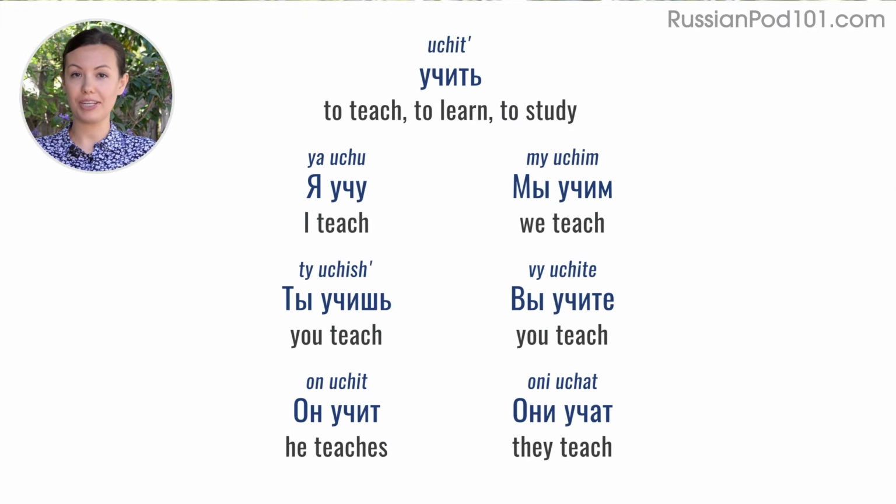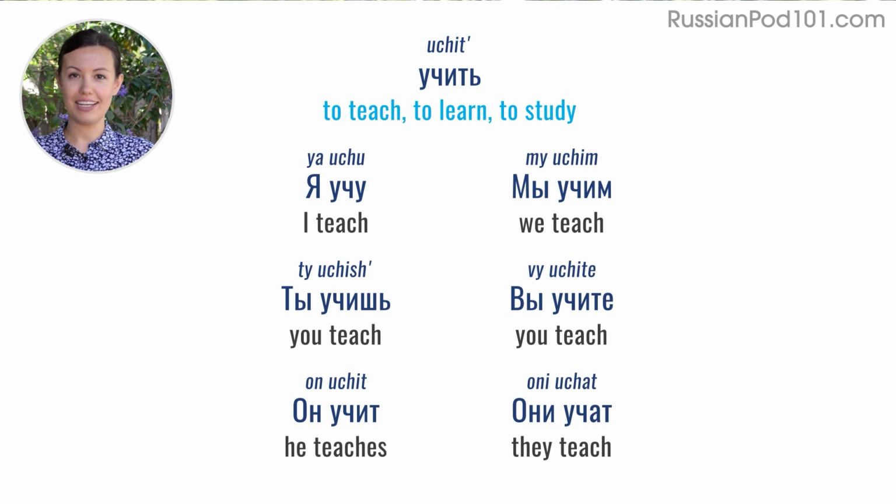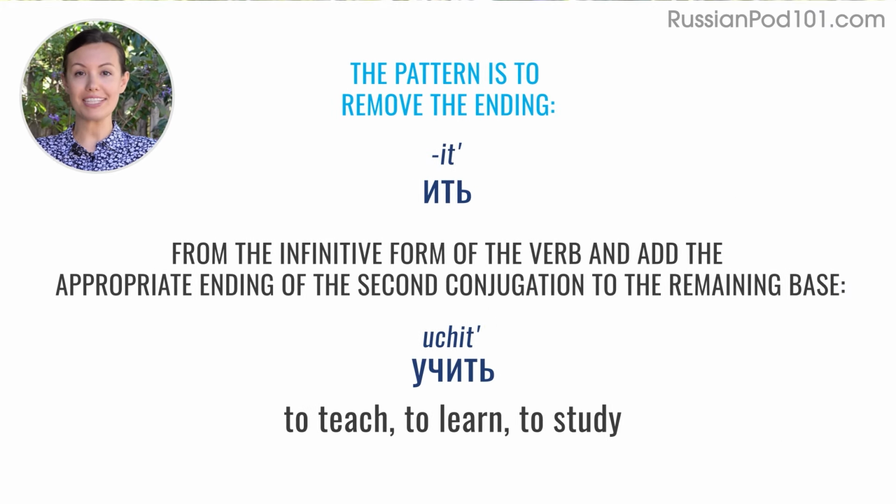Let's move to the second conjugation verbs and conjugate the verb учить, which means to teach, to learn, or to study. Я учу, I teach. Ты учишь, you teach. Он учит, he teaches. Мы учим, we teach. Вы учите, you teach. Они учат, they teach. The pattern here is once again to remove the ending ить from the infinitive form of the verb and add the appropriate ending of the second conjugation to the remaining base уч.